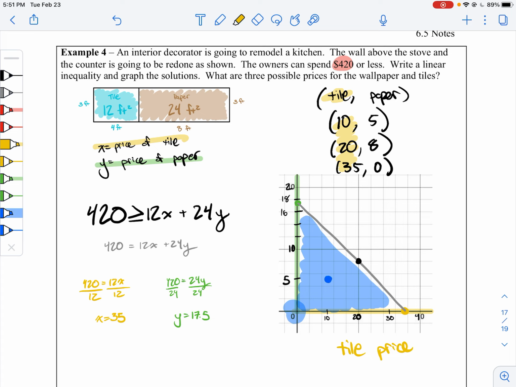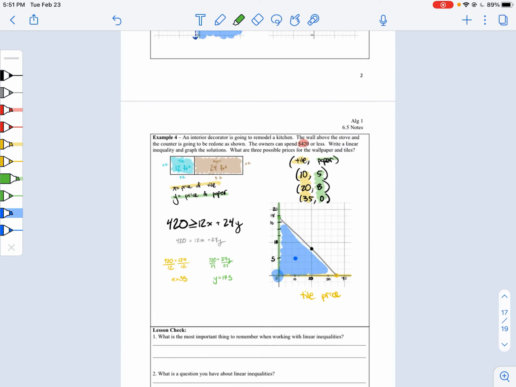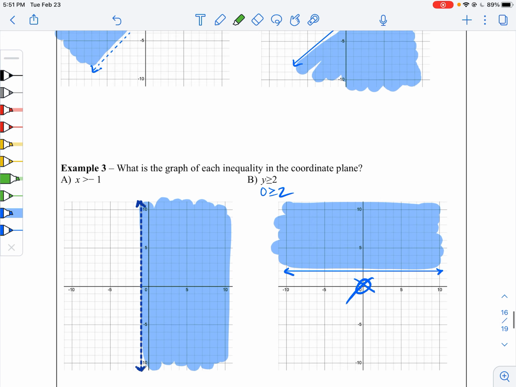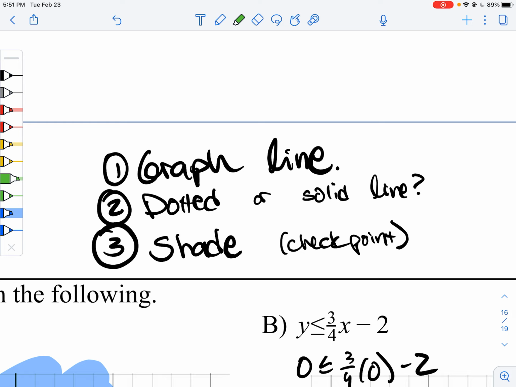So there you go. This is how we can use inequalities in real life. A lot of it is comparing costs. Some of it will be comparing. You know what? I'm not even going to spoil it. I'll let you discover in your homework. I hope you have an excellent time. Remember to graph the line. Make sure it's dotted or solid. And then use a checkpoint to throw some shade.